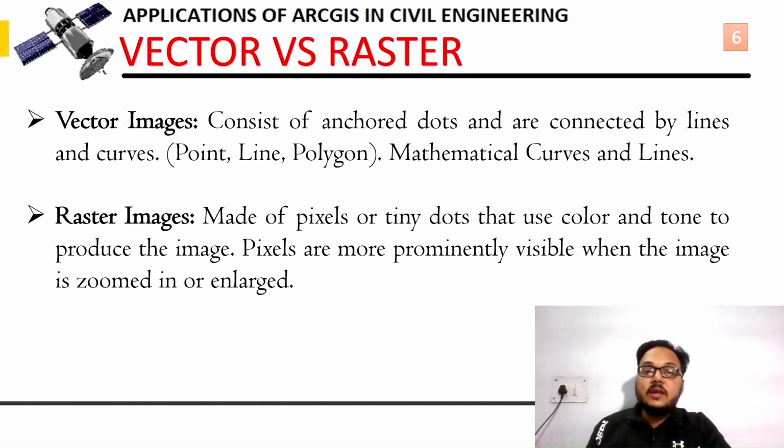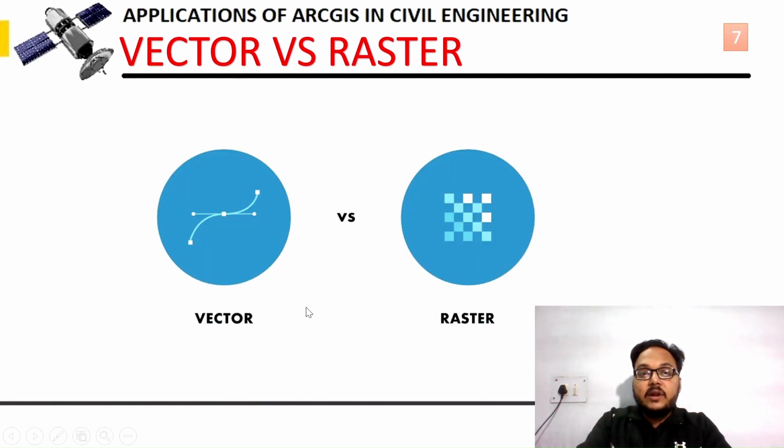It can be anything. So pixels are more prominently visible when the image is zoomed in or enlarged. There will be one diagram, this figure, which will give you a basic, clarified idea about what is a vector image and what is a raster image. A vector image, as you can see, is a connection of lines and dots, whereas a raster image is made up of so many small squares. These are known as pixels.